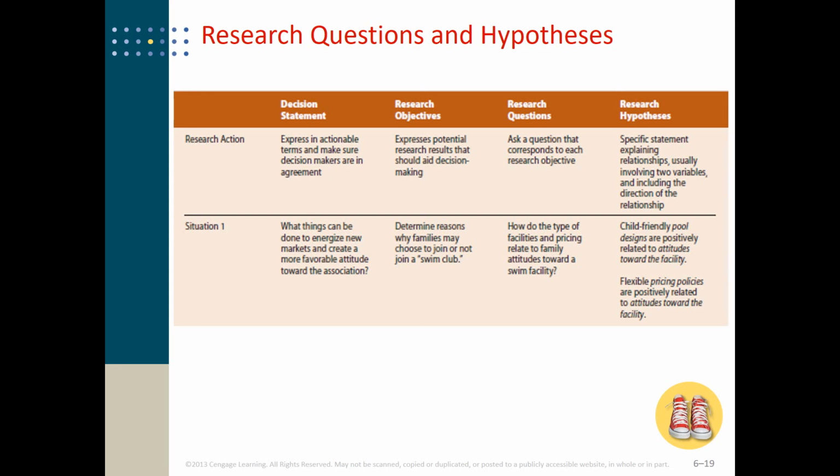So now you are being more specific. You can see in research objectives, you are finding out the reasons or the factors to choose a particular swim club. But when you are writing a research question, you are already drawing some factors. For example, type of facilities or pricing, how they affect a family's decision towards a swim facility. Now these research questions are translated into hypotheses.